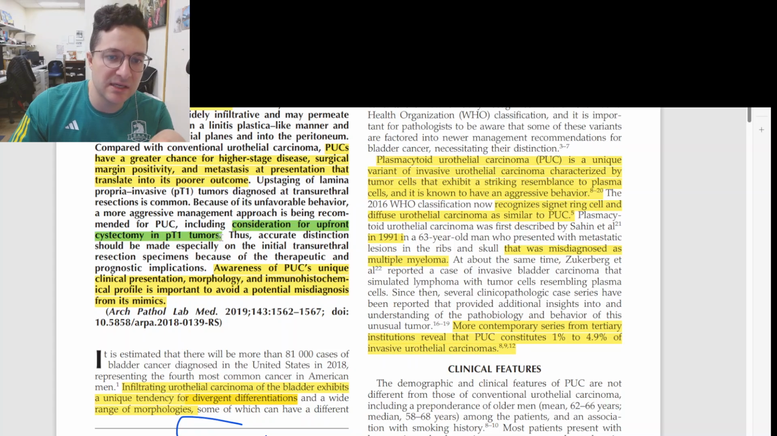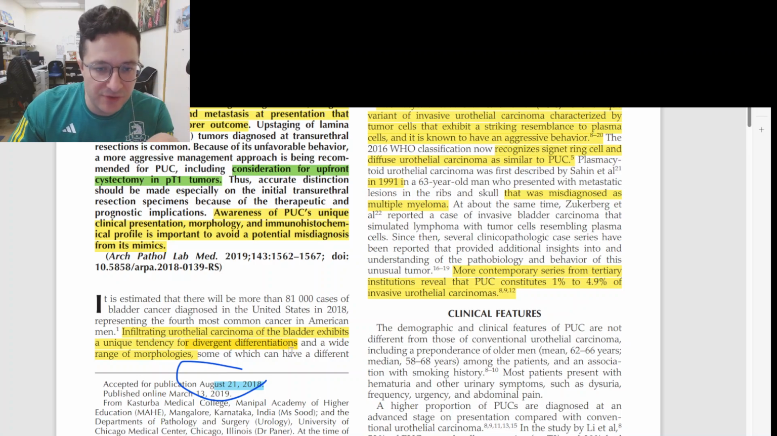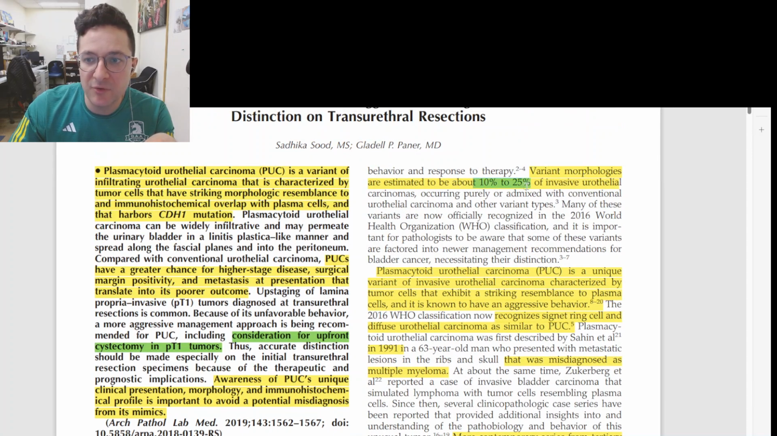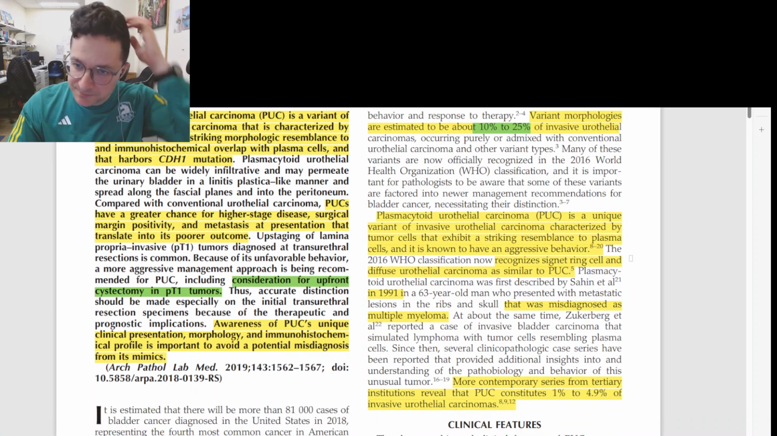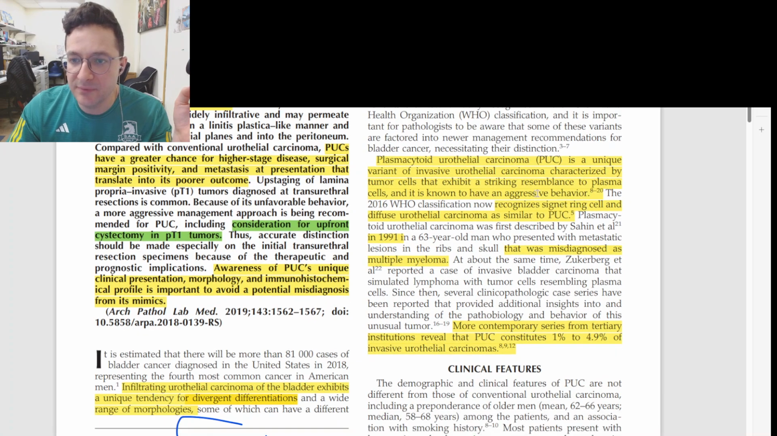So for these cases, if they get upfront consideration for cystectomy at pT1, just be aware that this exists. In urothelial carcinoma, there's a bunch of different morphologies that you can have, and they make up about 20 to 25% of urothelial carcinomas. And this variant is unique because the cells look like plasma cells, which is crazy, and it has aggressive behavior. It's lumped in that bad category along with signet ring, diffuse urothelial carcinoma, and similar to the plasmacytoid. Those are the bad actors.